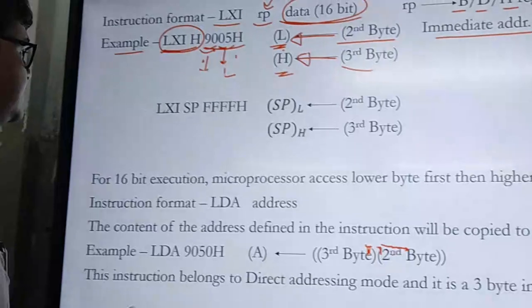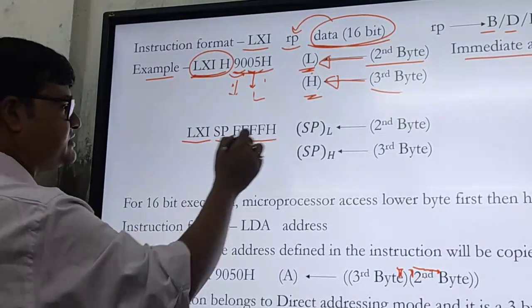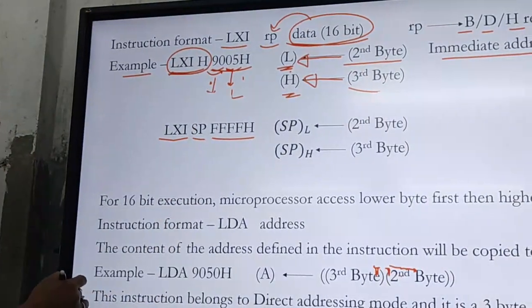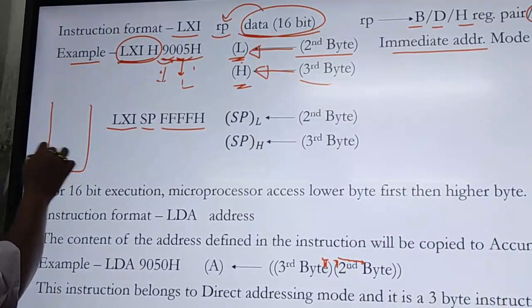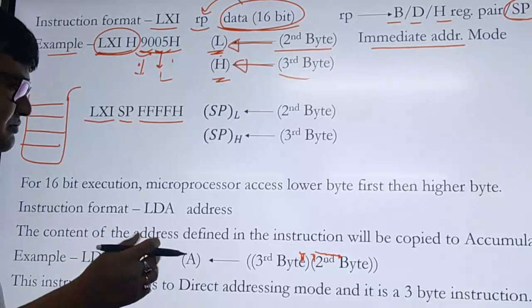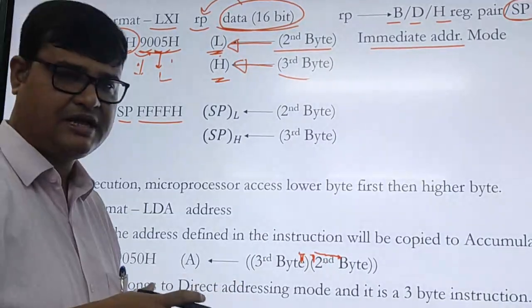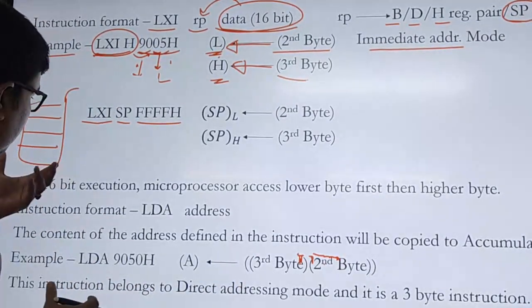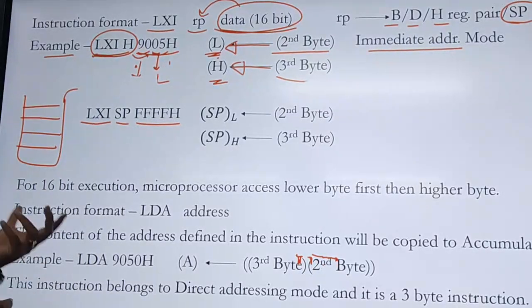Fine. Next is LXI stack pointer. Here the stack pointer can be defined as FFFF. We know that the stack is a part of memory. Some consecutive memory locations can be defined as a stack, and it follows a particular algorithm called LIFO, last in first out.